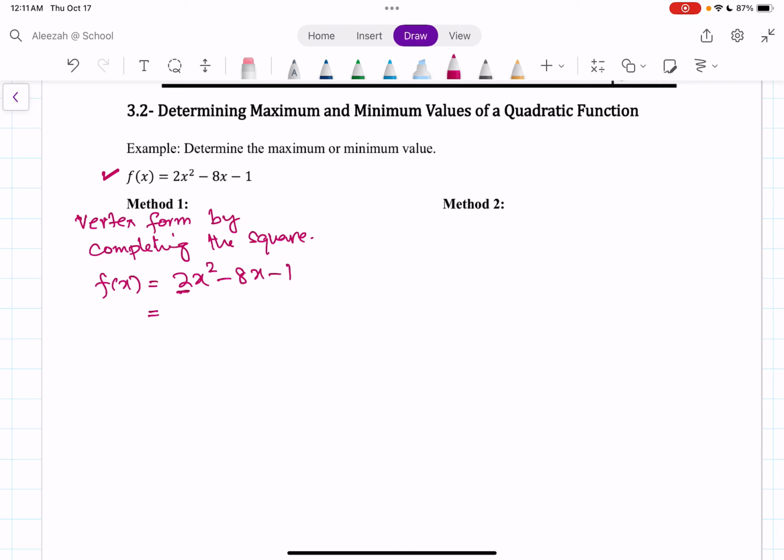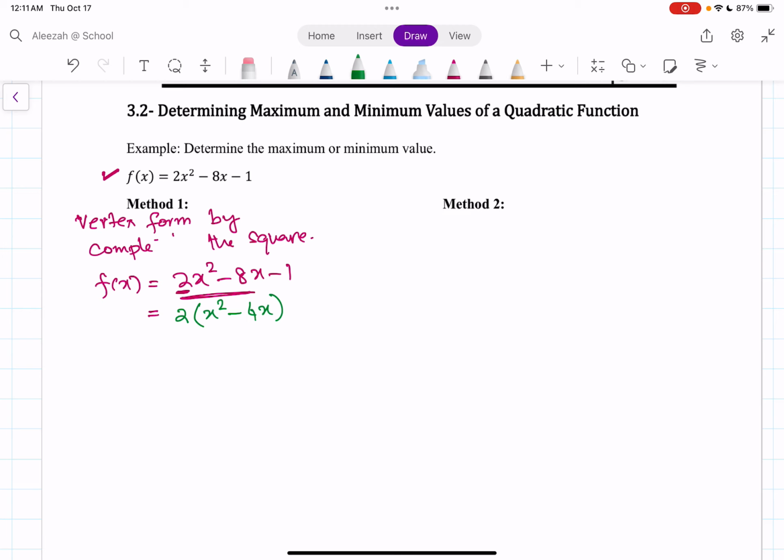But if a is something other than 1, I take whatever my a value is as a common factor from these two terms only. So when I take 2 as a common factor, I'm left with x squared minus 4x. Remember, we are taking 2 as a common factor from the first two terms only, not x.